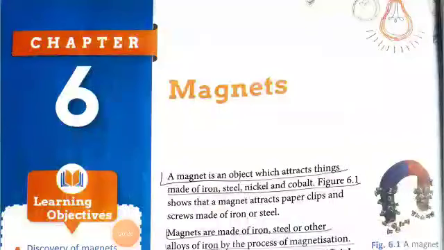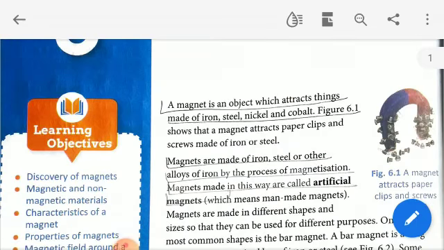Friends, today I welcome you to the session of physics, in which we will take up the chapter known as magnets. A magnet is an object which attracts things made of iron, steel, nickel and cobalt. As you can see here, we will take a magnet. This is the diagram of a magnet, Figure 6.1.